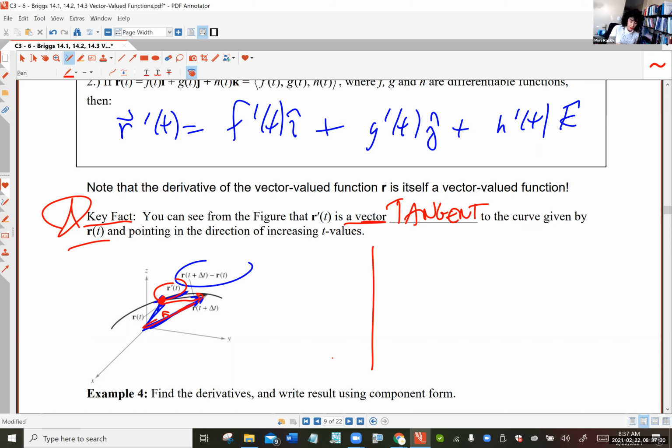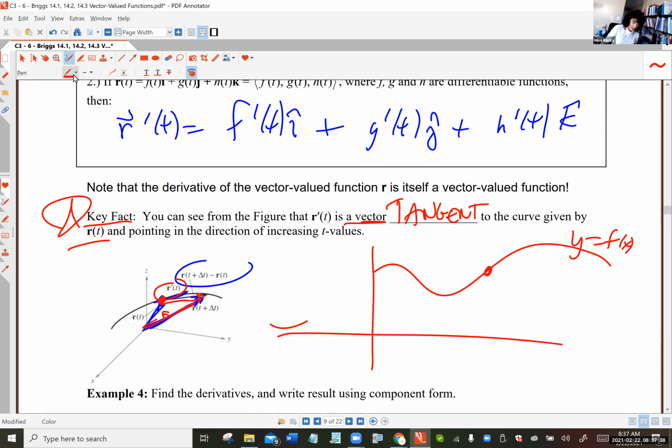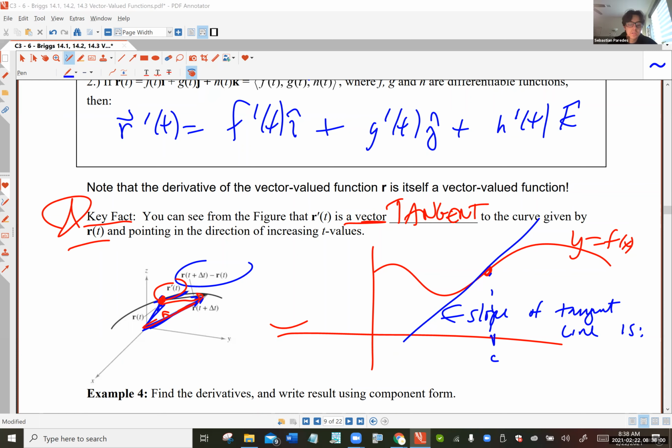Now, why do you care about this? Because look, when you took Calculus 1 and somebody said, here's a point, would you please find the equation of the tangent line to that point, like this? Remember this? And you remember that the slope of this tangent line was what? Anybody remember this? Okay, I'm going to call on somebody. Wasn't it the derivative of the graph at that point? Yes. Thank you, Sebastian. That's right. F prime of c. That's the slope.